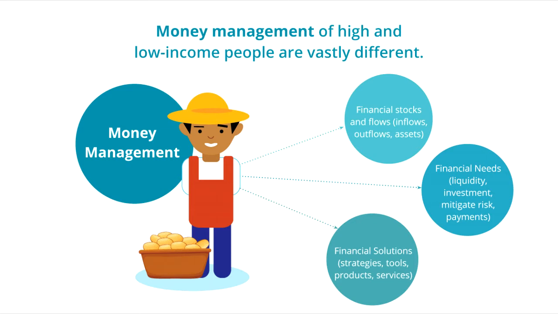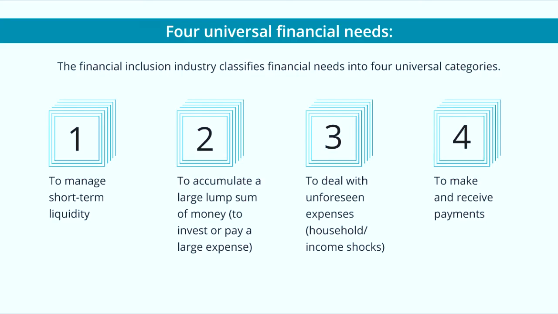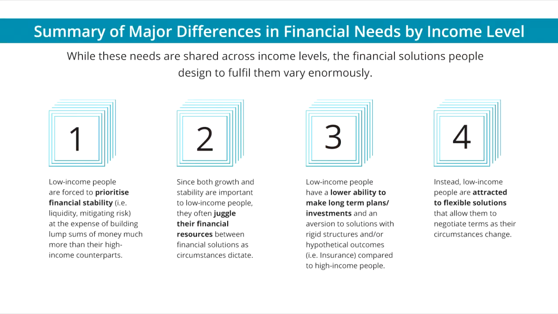Financial needs can be broadly classified into 4 categories: manage short-term liquidity, accumulate a large lump sum of money, for instance to invest or pay a large expense, deal with sudden expenses or shocks in income, and to make and receive payments. We can sum up the major differences in financial needs on the basis of income levels. While people of all income levels share these needs, the financial solutions designed to fulfill them vary enormously.